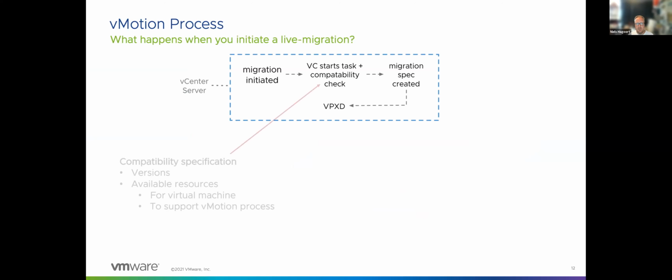Looking a little bit closer into that process, whenever that migration is initiated, the vCenter server will start a long-running task, and it immediately does a compatibility check. Now, this is all about versioning the available resources, and this is key, not only to run the virtual machine on the chosen destination ESXi host, but also to support the vMotion process. And this fits into the stream architecture that we'll talk about in a later slide as well.